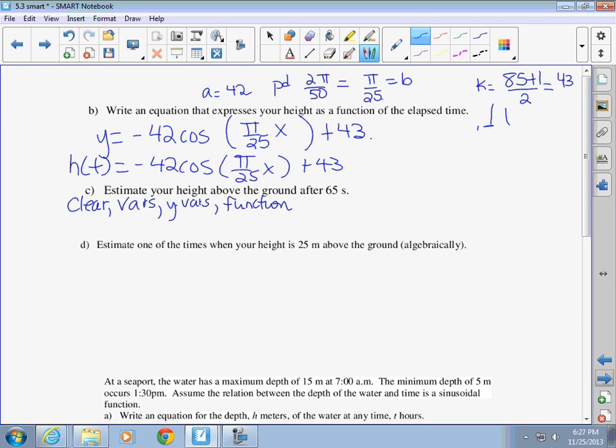it has y1 as your first choice. So you do y1, and then where it says y1, you put in 65, and then enter. That will give you a value, and that value is about 55.9. So after 65 seconds, your height will be 55.9 meters. So that's doing it on your graphing calculator.